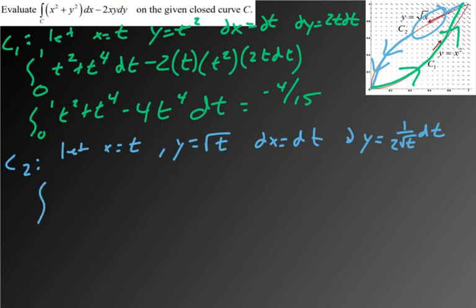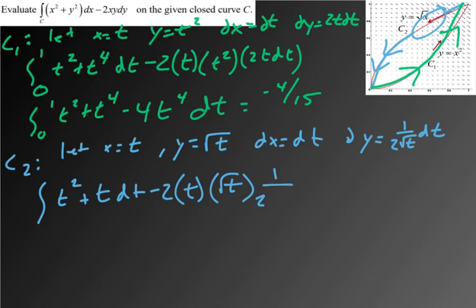If I go and plug it in, the initial stuff is fairly straightforward. I have just t squared for x squared, since x is t, and y squared is the square root of t squared, so you just get t. Then dx is dt, minus 2 times x times y, and then dy. But this is the important part I want you to see. We start up here and we end down here. So I need to end at 0 this time, and start at 1.